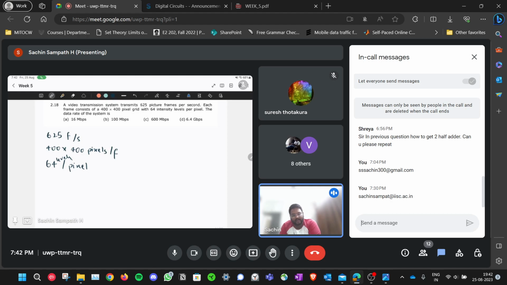You can't really send something called an intensity level directly, right? How will you send it? You're sending it in terms of bits. How many bits will you need to encode those levels? So this 64 levels per pixel would translate to 6 bits per pixel. Because with 6 bits you'll have 2 power 6 or 64 combinations, and each combination you can map to one level.